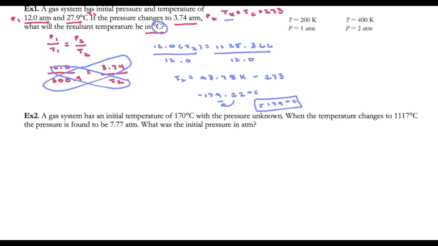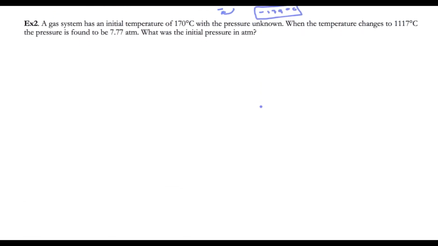All right, let's look at the next example. A gas system has an initial temperature of 170 degrees Celsius with the pressure unknown. So this is my T1, and it says the pressure for that initial situation is unknown, so that's going to be my P1. When the temperature changes to 1,117 degrees Celsius, so that's my T2, the pressure is found to be 7.77 atmospheres, so that's my P2. What is the initial pressure in atmospheres?